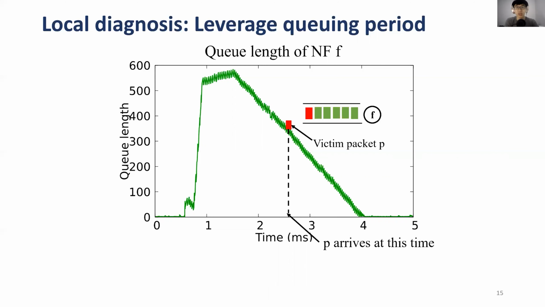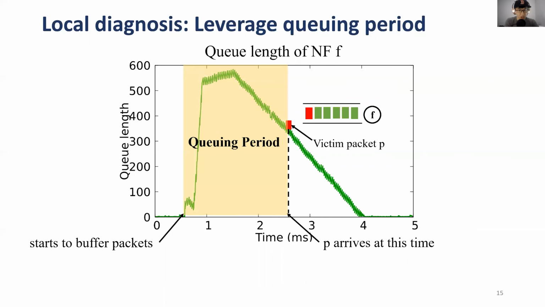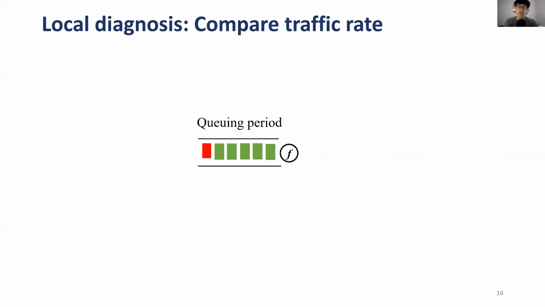Because there is a long queue in NF F, we claim that the formation of the long queue is not only due to the current packets in the queue, but also all the history packets starting from the time when the queue just starts to buffer packets, which is at this time point in this figure. Therefore, we define the queuing period in this way. It starts at the time when the queue starts to buffer packets and ends at the time when the victim packet P arrives. So what can we get from the queuing period? Let me show you now.